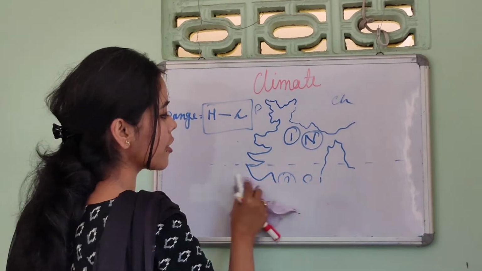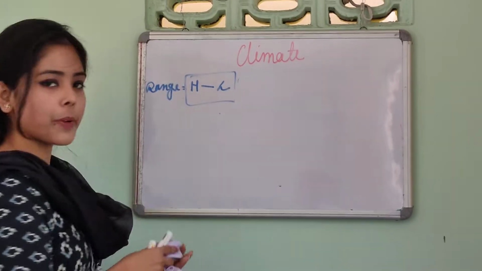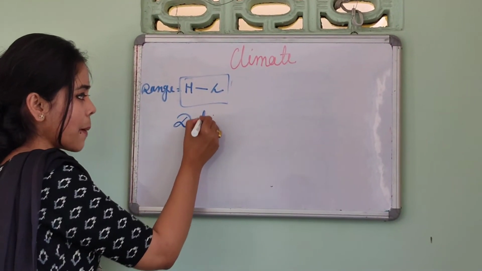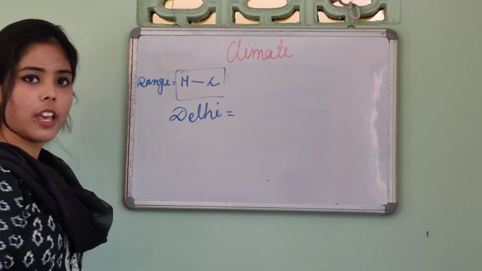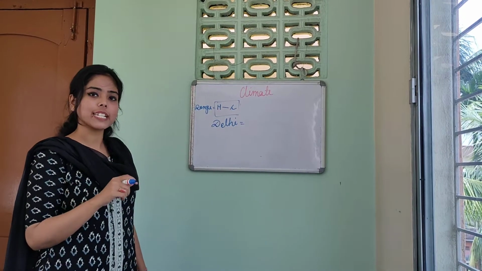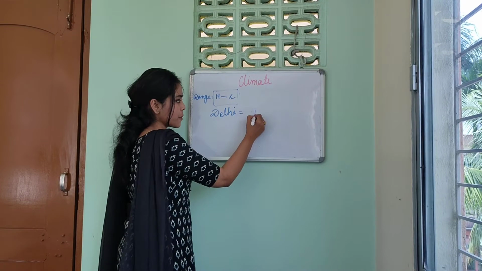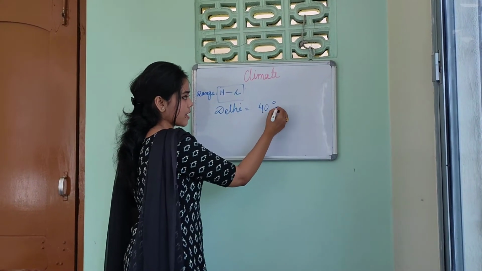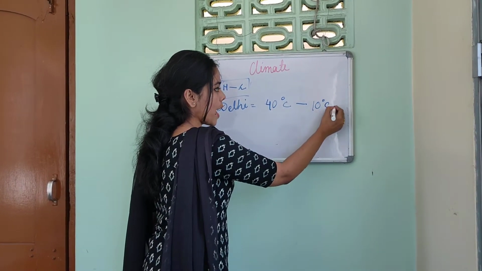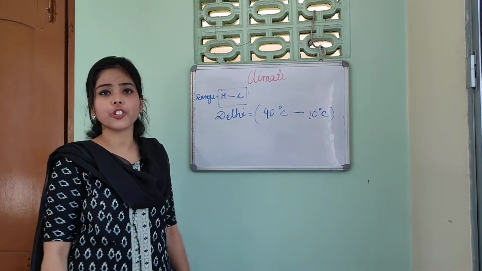Range means, as I already discussed, the difference between the high temperature and the low temperature. Now, take the example of Delhi. In the summertime, the temperature remains high, and in wintertime, it becomes low. Suppose in summertime the temperature is 40 degrees centigrade, and during winter it is 10 degrees. Why so? Why in summer is the temperature very high and in winter very low?